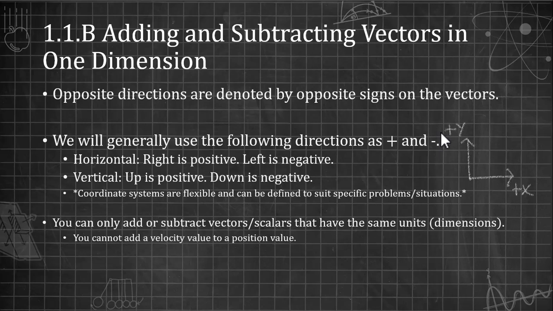Another note here is that you can only add or subtract vectors and scalars that have the same units or the same dimensions. So for instance, if we said someone is moving 3 meters per second and we wanted to add the number 3 kilograms, which is a unit of mass, this does not make any sense because you can't add meters per second to kilograms. It doesn't make any sense. You can multiply them, but you cannot add them. So we will not be doing that.